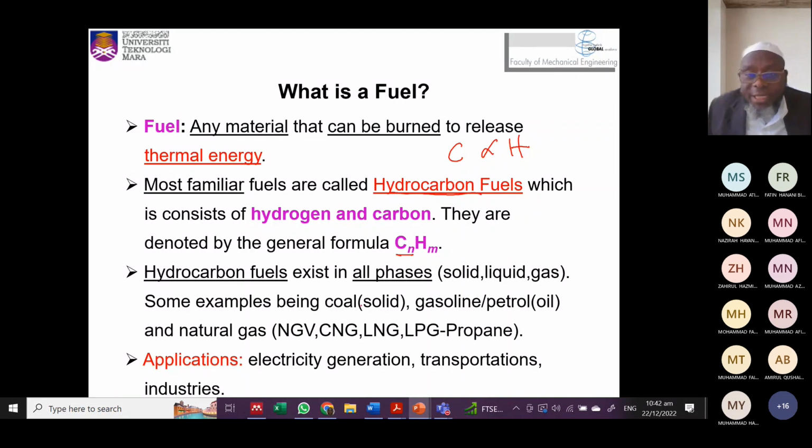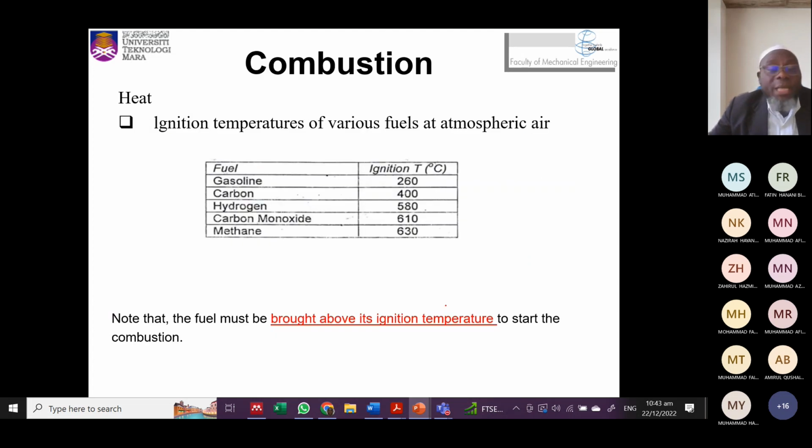The hydrocarbon fuel exists in all phases, which means we can have fuel in the solid, liquid, or gaseous state. As you all know, coal is an example of a solid, gasoline or petrol is a liquid, and natural gas, LPG, LNG are gases. Applications of fuel and combustion can be found in generation of electricity, transportation in our vehicles, and industrial production lines.